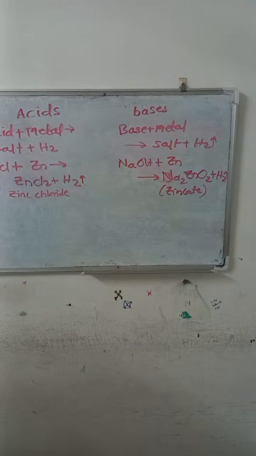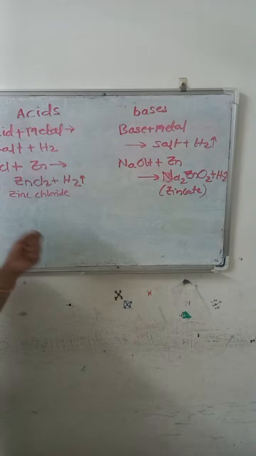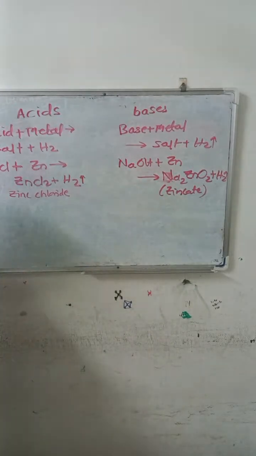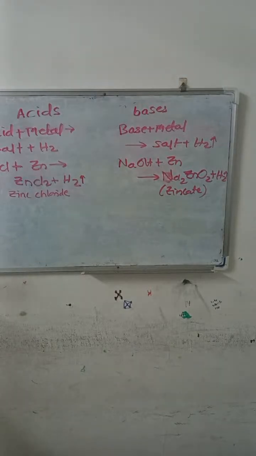Okay, so how to test the H2 gas? If you take a burning candle and hold it near this gas, it gives the pop sound. So we can identify this is the hydrogen gas. So this is how the bases and acids react with the metals. Can you get this? Okay, take a screenshot of this.